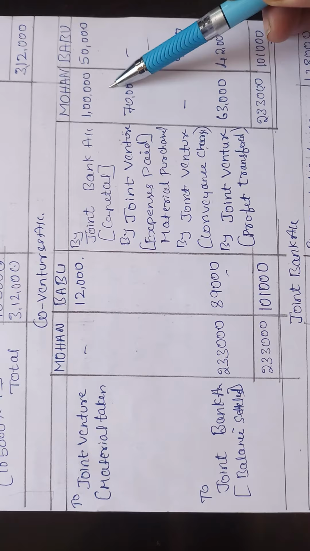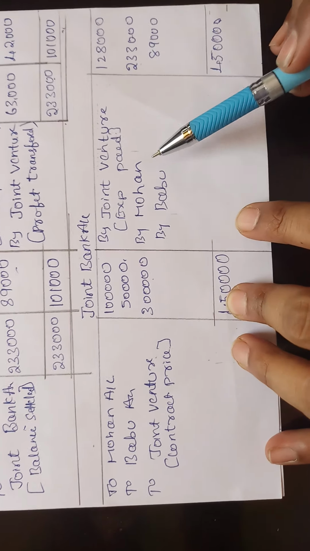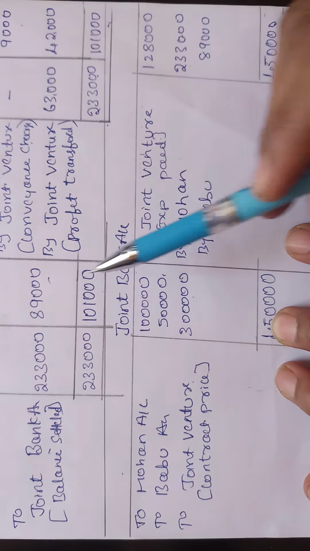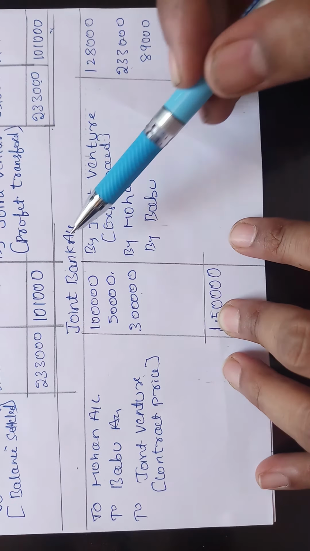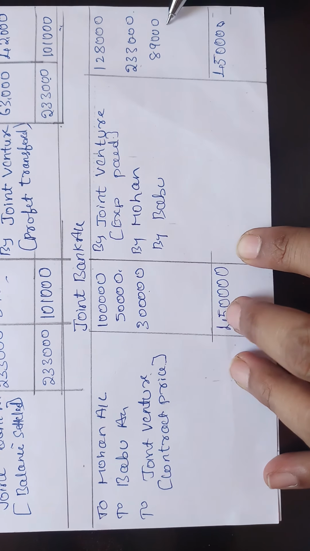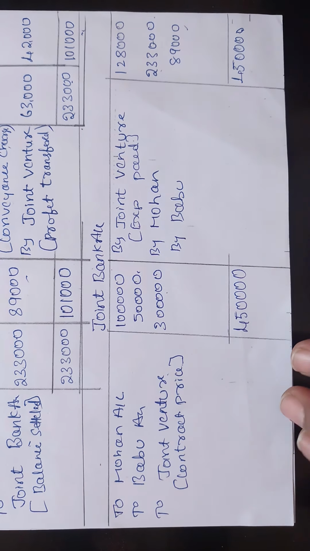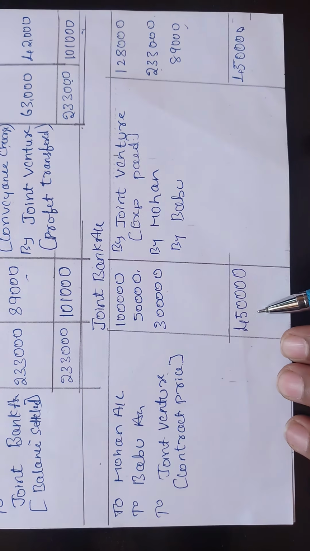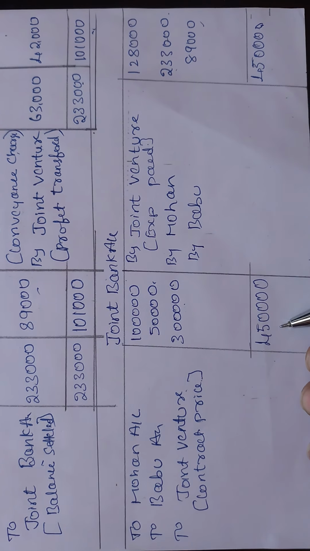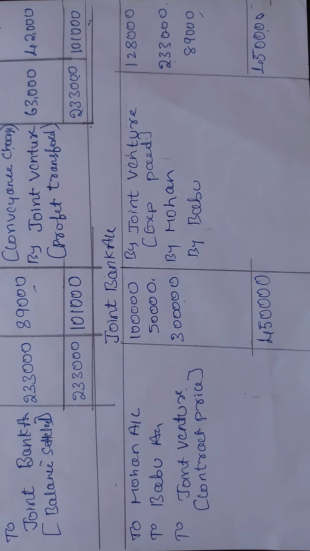After that, co-venturers account debit to joint bank account. Mohan account and Babu account both are the co-venturers. So this is 2,33,000 and 89,000. Co-venturers account debit to joint bank account 2,33,000 and 89,000. And that's all. After making double entry, this joint bank account should tally. So it becomes how much? 4,50,000. Both sides you should get 4,50,000. So this is about the joint venture account.